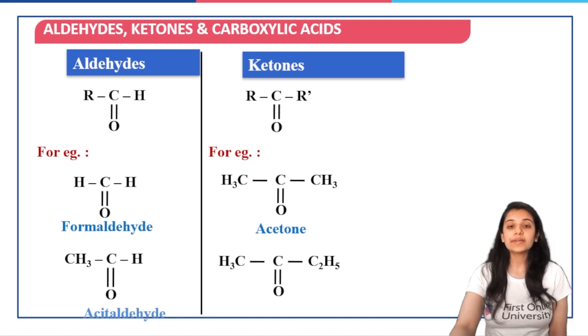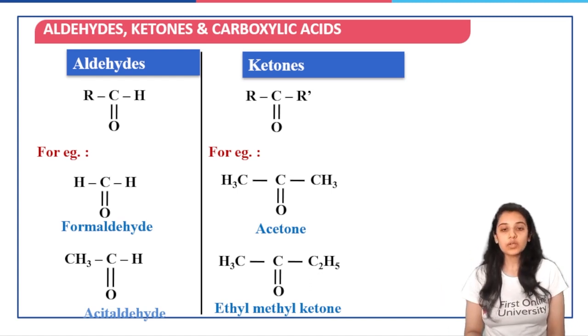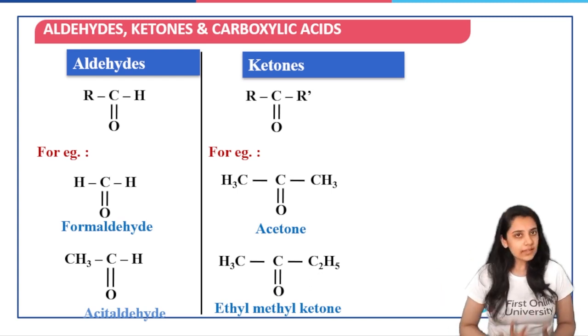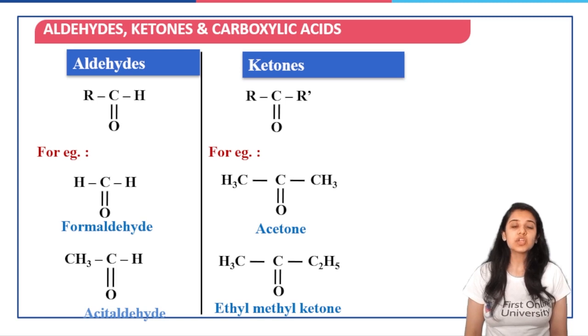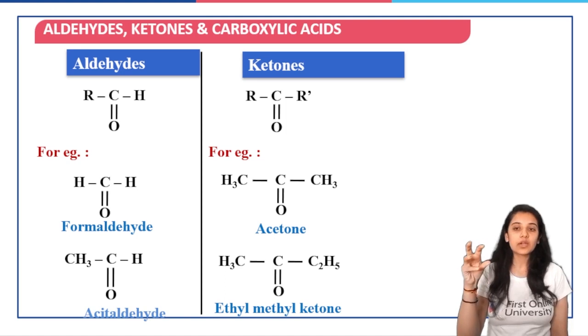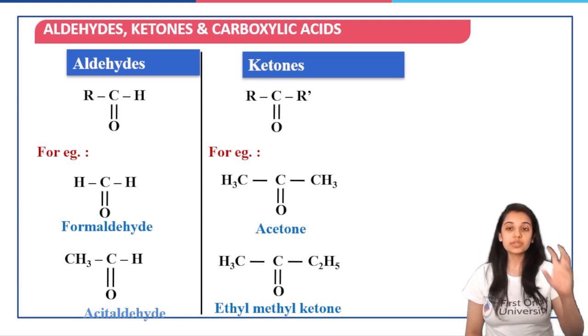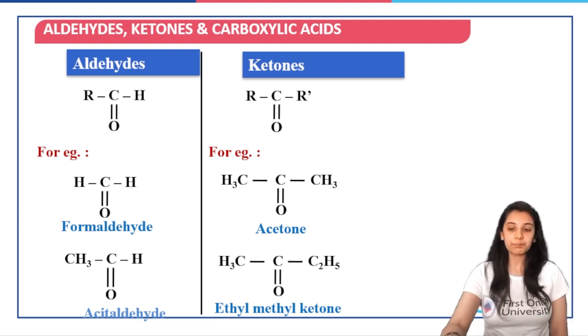We can also have butanone. We can call it butanone, but in order to explain the position of the carbonyl group, we can always write it as ethyl methyl ketone. That is, there is one ethyl group and one methyl group that are attached to the carbonyl carbon. So that will help us to define the structure in a better way.